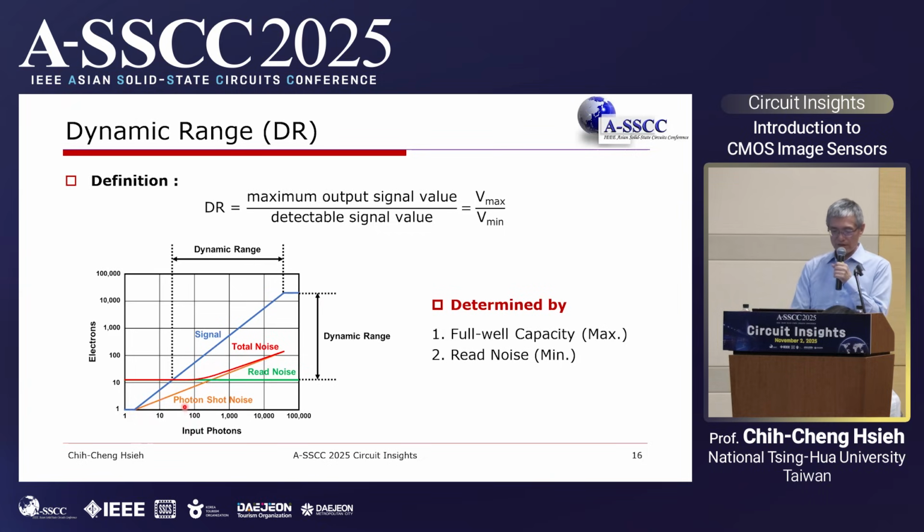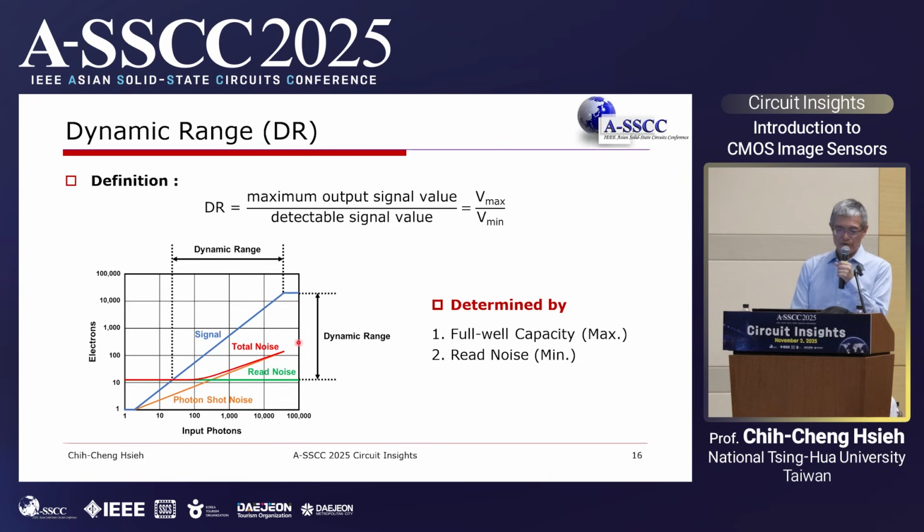So the total noise will be the summation of the read noise and the photon noise. So for low illumination, the signal-to-noise ratio will be limited by the noise floor from the read circuit. But for high illumination, the shot noise will dominate, and the signal-to-noise ratio will be limited by the square root of the input photons. This is the basis to understand the noise in the imaging system.